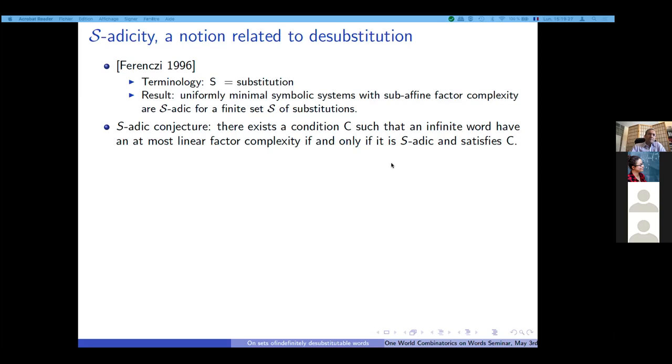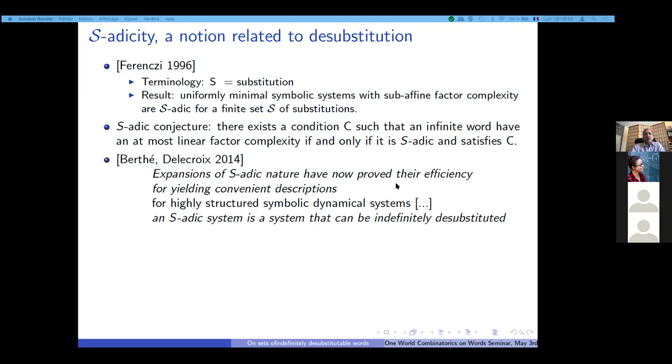So asadicity occurs in many works now, and in a survey in 2014, Valérie Berthé and Xavier Droubay said that expansions of asadic nature have now proved their efficiency for yielding convenient descriptions for highly structured symbolic dynamical systems. They also say that an asadic system is a system that can be indefinitely desubstituted. The desubstitution is quite similar to what I did before, but there is also a slight difference.